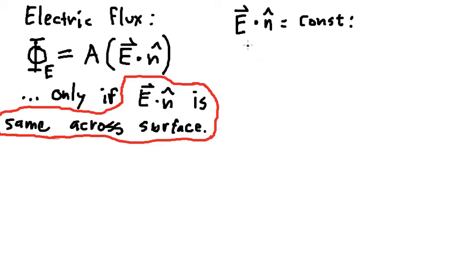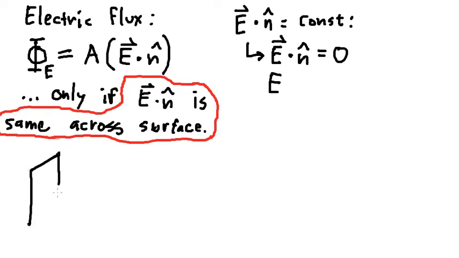Awesome. Okay, so we need to find places where E dot n hat equals something constant. We're going to go through the possible ways that E dot n hat can be constant. Now, if something's constant, and this is kind of a silly thing to say, there are two possibilities. One possibility is that it's constant and equal to 0. 0 is always 0. So this is our first possibility.